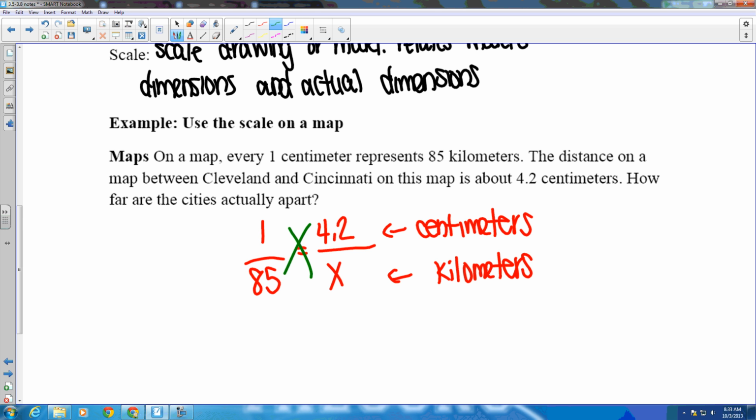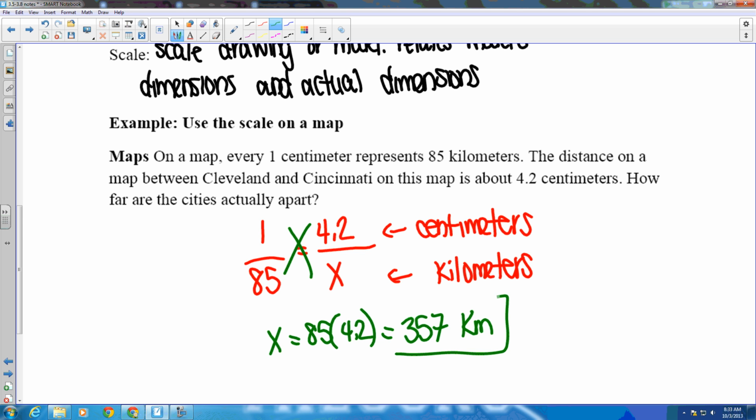Multiply. 1x equals 85 times 4.2, which is 357 kilometers. And there is section 3.6 on cross products.